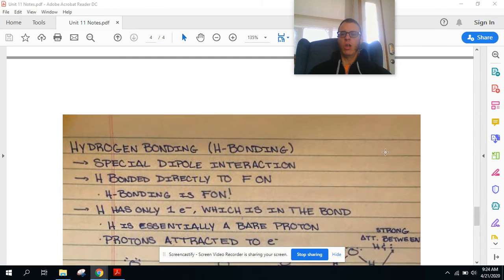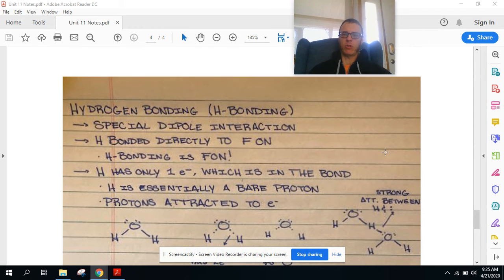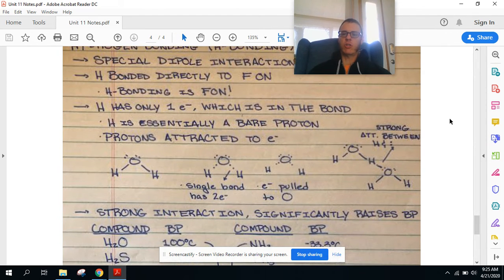Which brings us to maybe the most important one of them all, and this is hydrogen bonding. All right. Now, H bonding is a special dipole-dipole interaction. Hydrogen bonding is fun. It's like the funkel thing, but it's fun because you need hydrogen directly bound to F, O, or N. Just because it has F, O, or N in it doesn't mean it has hydrogen bonding. The H has to be covalently bound to it.